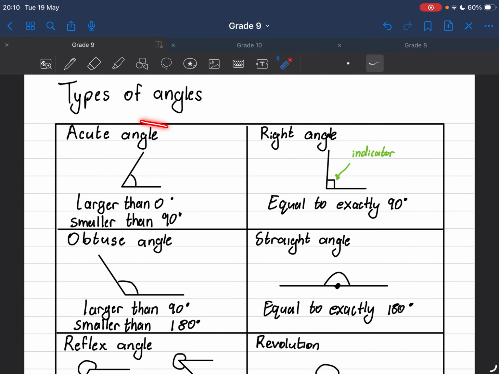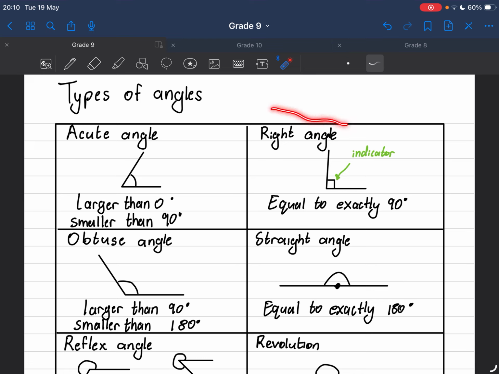The first one is called an acute angle. An acute angle simply refers to an angle larger than 0 degrees but smaller than 90 degrees. So when you're turning, it's got a small turn. So it's bigger than 0, less than 90.